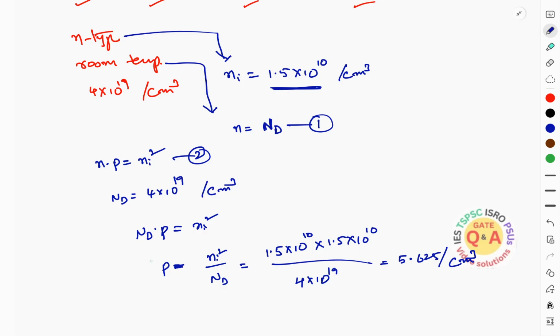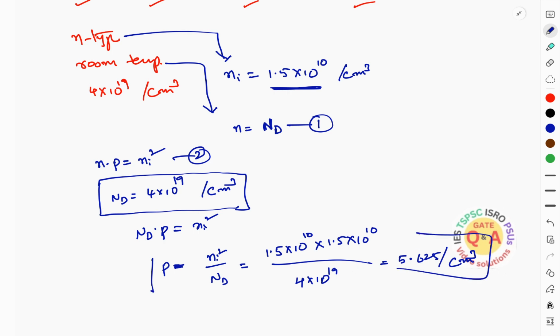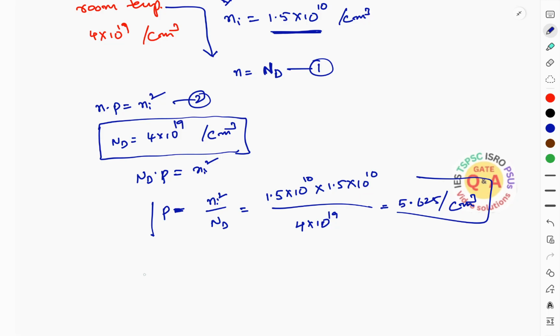So our assumption is true. What is our assumption? The given concentration is the doped atoms, the number of doping levels. So what is p? The number of holes. By seeing the number of doped atoms, the number of electrons is equal to 4 into 10 power 19, and the number of holes is equal to 5.625 only. By seeing this, n is greater than p.